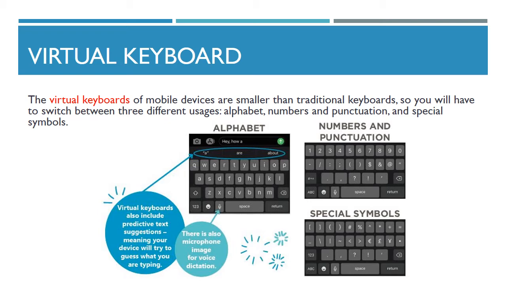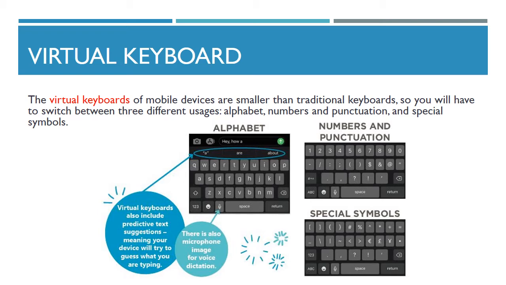When you need to type something, a virtual keyboard will appear on your screen. These keyboards are split into 3 different uses, so you have access to all of the keys that you need. They also include predictive text suggestions, meaning your device will try to guess what you're typing, or autocorrect it when it thinks you've spelled something wrong. There are also voice dictation programs that are represented by a microphone. The 3 different keyboards are the alphabet, numbers and punctuation, and special characters.